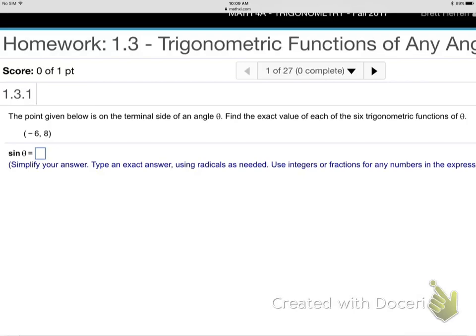Okay, so here we are, 1.3. Number 1, they're giving me a point, negative 6, 8. It's the terminal side, I'll explain that. Find the exact value of the 6 trig functions. Exact value of the 6 trig functions. Okay, so let's do that.